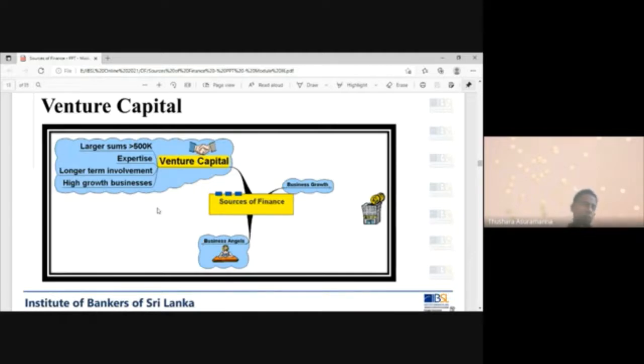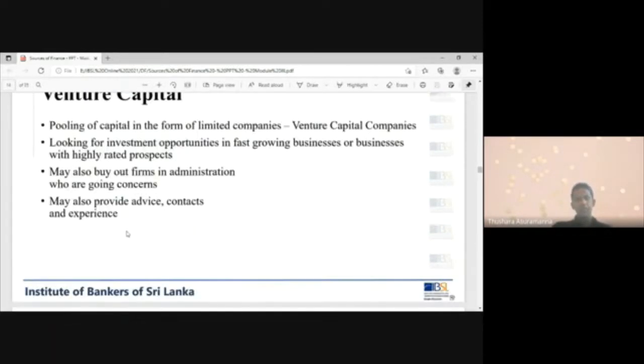Otherwise, you can go to a bank, or maybe a merchant bank, investment bank, or development bank. But banks are not willing to take that risk because it's high risk. A venture capital company will come and support you. These are some of the features.